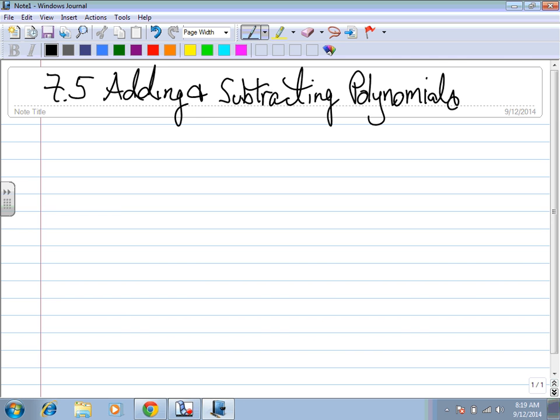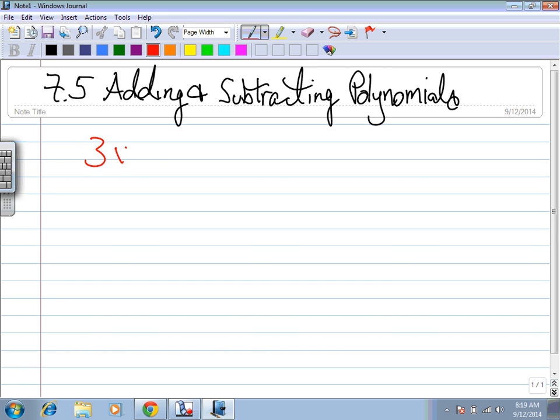Adding and subtracting polynomials is not challenging whatsoever. It's not hard at all. The only thing we have to do is identify like terms and combine them, which is really not new. It's not new of anything that we've done. It's just now we're going to have exponents.